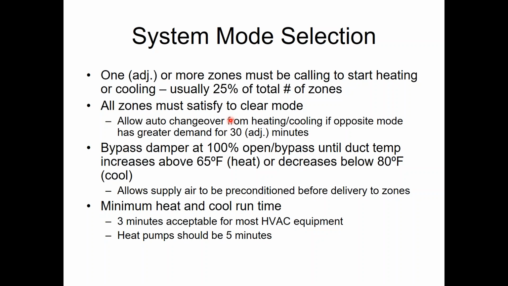Usually what I'll say is make it 25% of the zones have to call for cooling or heating before I turn on cooling or heating. So if you have 4 zones, 1 zone could call for heating or cooling. If you have 8 zones, I'm going to wait until 2 zones call before anybody gets anything, right? If you happen to have 20 zones, then I'm waiting for 5 zones to call before you get anything. And that ensures that I don't beat this thing up by switching over from heating to cooling constantly.